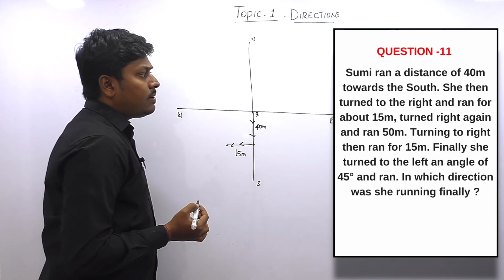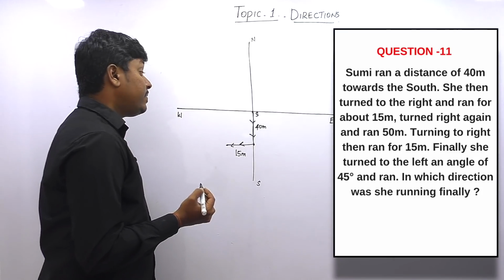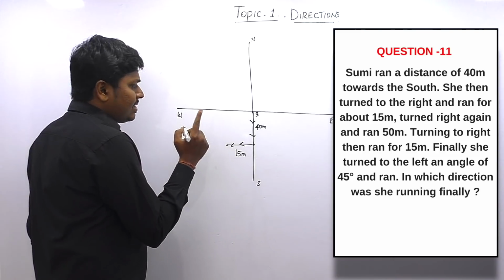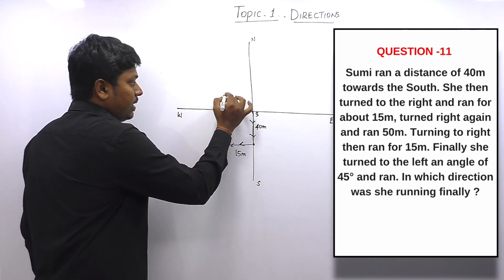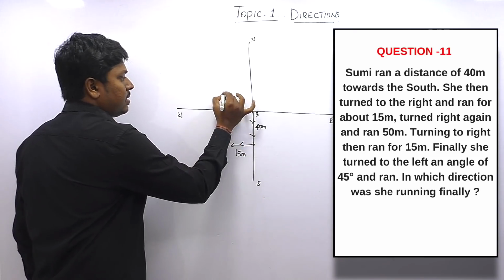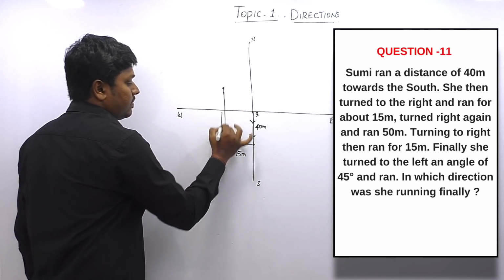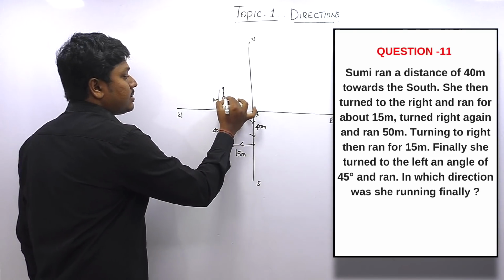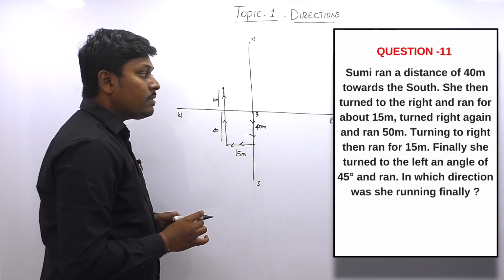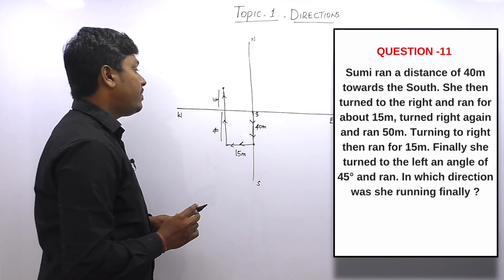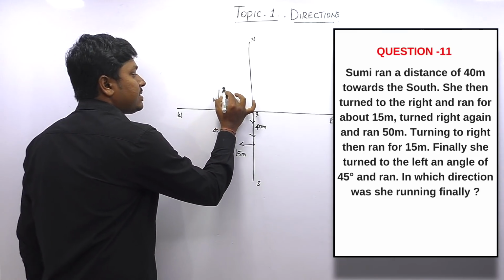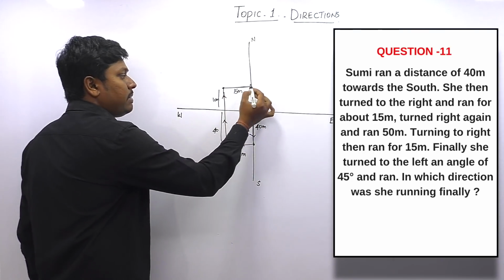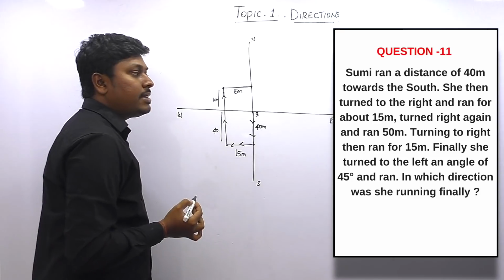Okay. And turned right again and ran 50 meters. Listen here, from this point where she is turning right and she is running 50 meters, and this will be 40 meters. If she is running 50 meters, then she will be at this point somewhere else, because this will be 40 meters and this will be 10 meters. Only then we can say the total distance that she ran will be 50 meters. Turned to her right and ran for 15 meters. Again from this point, she is turning a right turn and she is running 15 meters. We know that these two lines are 15 meters. So finally she will be exactly at this point.